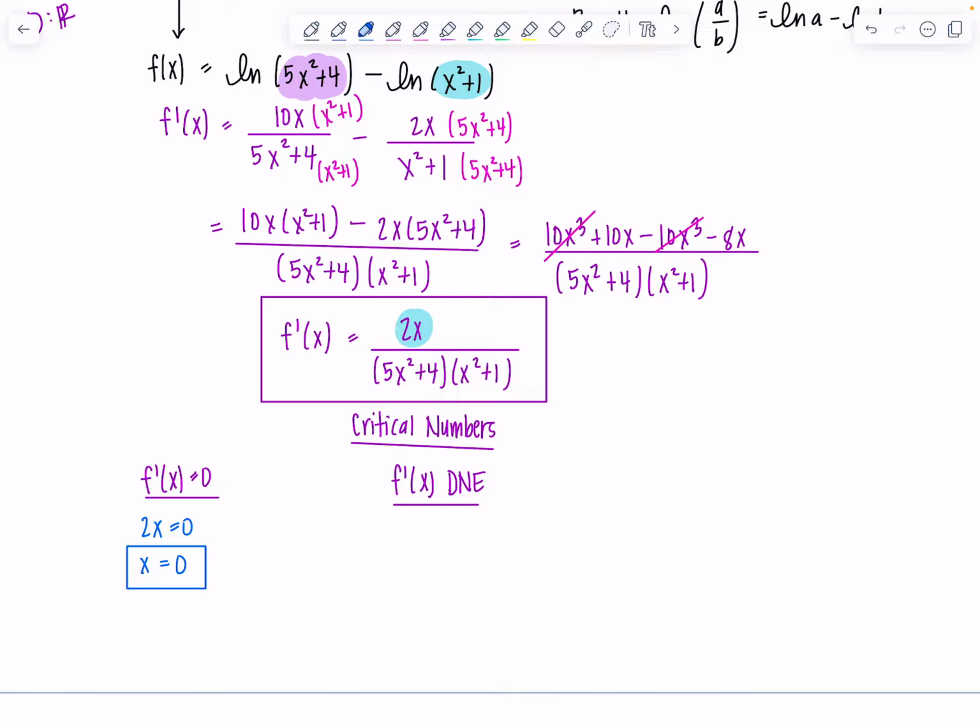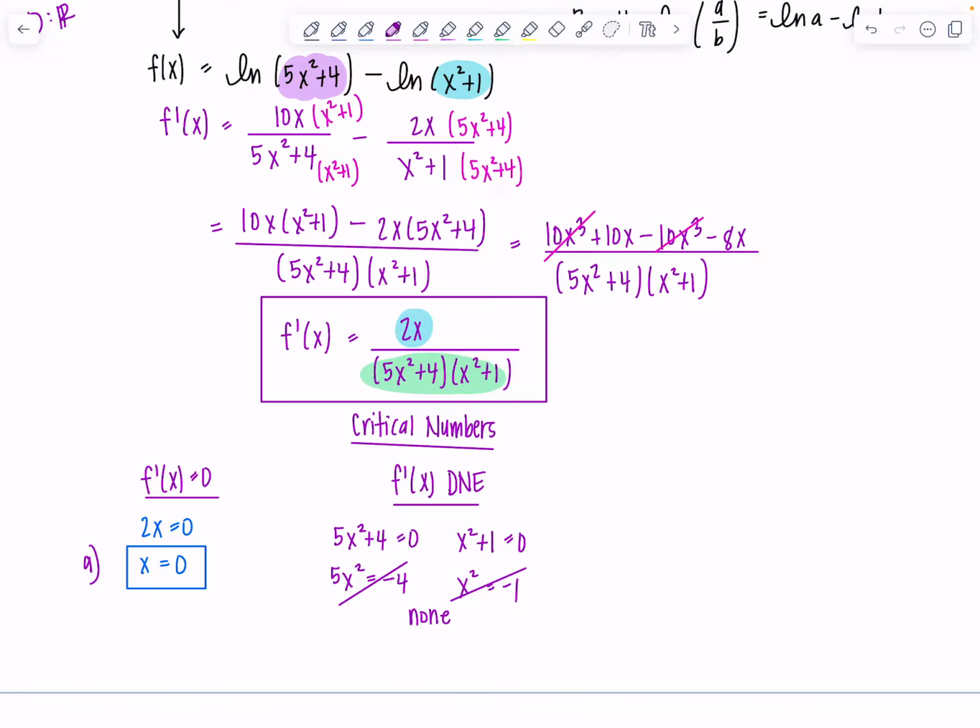Great. F prime doesn't exist when the denominator is 0. That means either 5x squared plus 4 is 0 or x squared plus 1 is 0. But remember, these don't have real solutions. 5x squared equals negative 4. That's not possible. We have no real solutions to that equation, only imaginary, and we're not working in the complex plane in this class, so don't worry. So none from that case. So our answer for part A is just x equals 0.